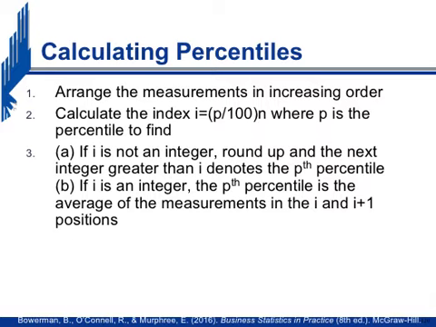Now, if the index is not an integer, we have to round it up to the nearest integer, and the next integer greater than i denotes the pth percentile. While if the i is an integer, then the pth percentile is the average of the measurements in the ith and i plus 1th position.